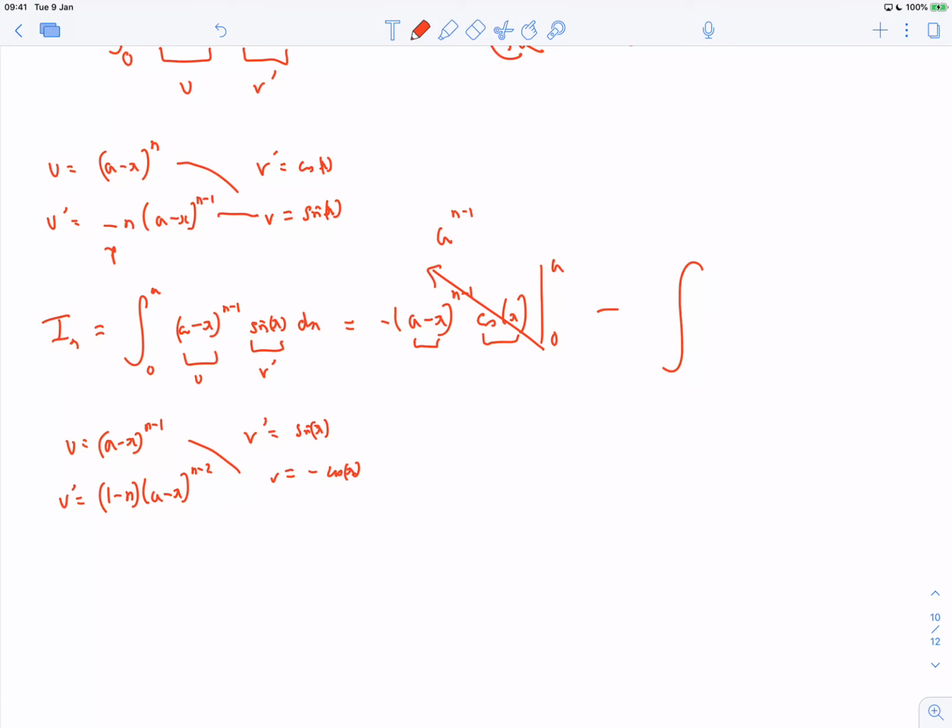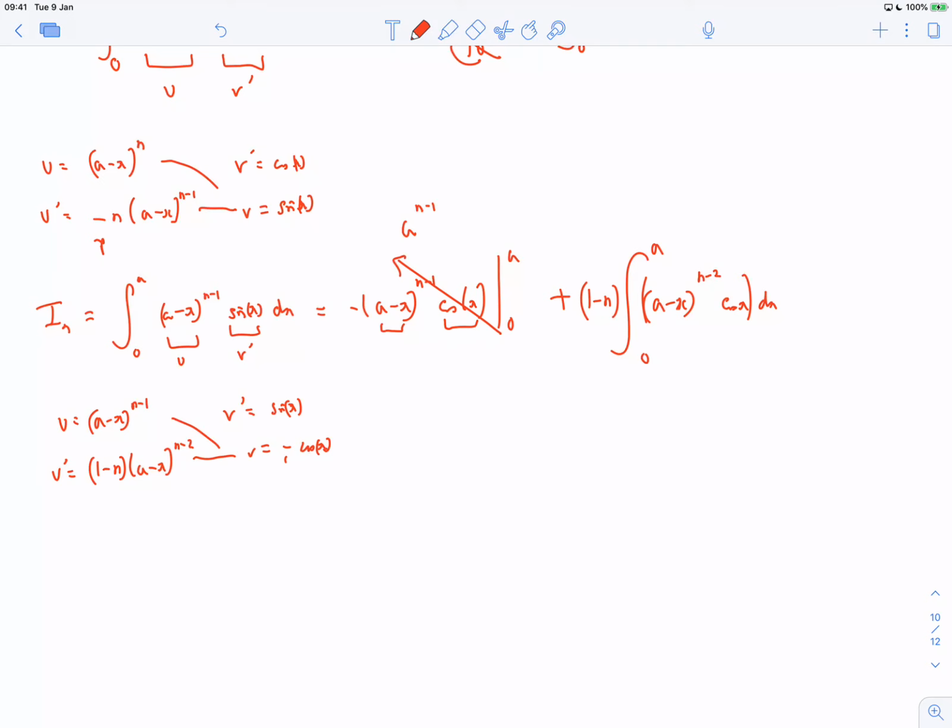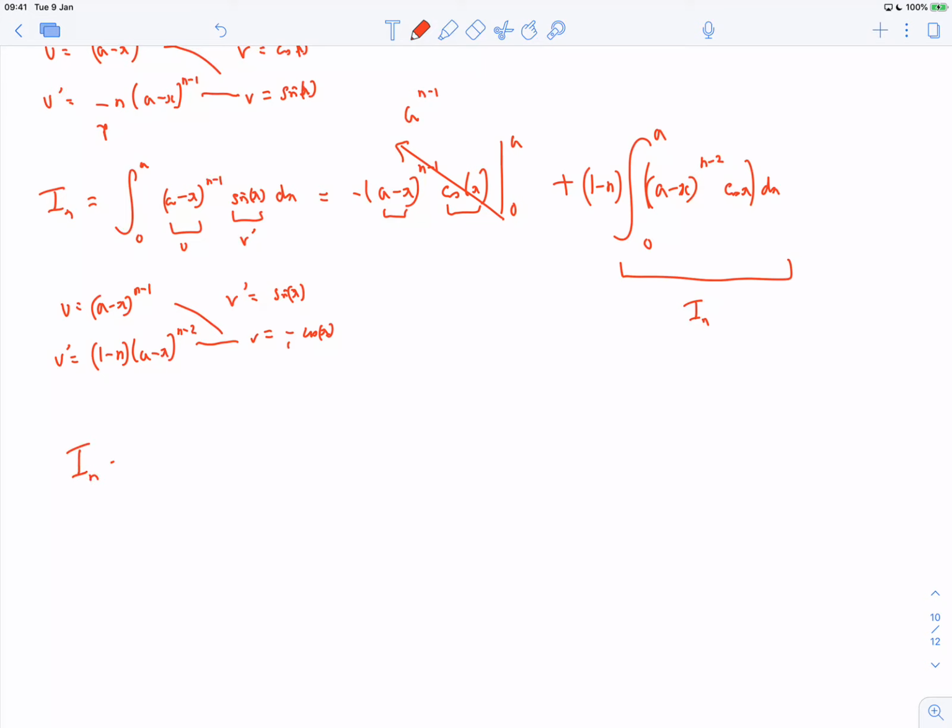Minus the integral of v du. Well, I've got a minus there, so that's going to make that minus. This is going to be a 1 minus n, and then I've got a minus x to the power of n minus 2 times by cosine x dx, evaluated between 0 and a. And if I squint my eyes really carefully, this whole integral here is I of n. So what we've actually got is I of n equals a to the n minus 1 plus 1 minus n lots of I of n. Ah, that's I of n minus 2, sorry.